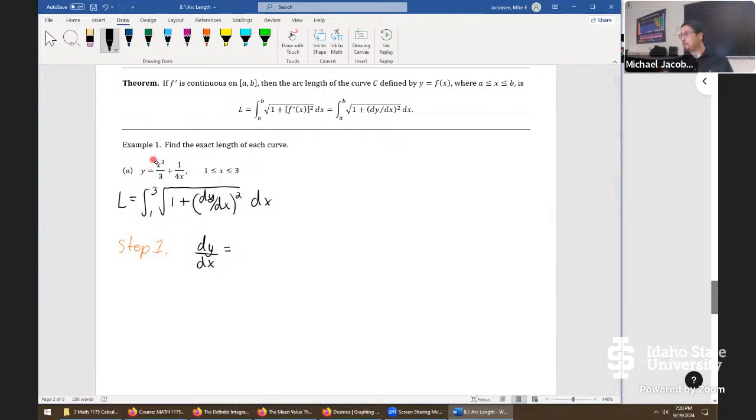Well, our function is y equals x cubed over 3 plus x to the power negative 1 times the fourth, so you could visualize it that way for the derivative. We would get x squared minus 1/4 x to the power negative 2. So we've got a derivative that helps out. So this is x squared minus 1/4 x squared. So step 1, we're working inside, think order of operations. Next, we're going to square that.